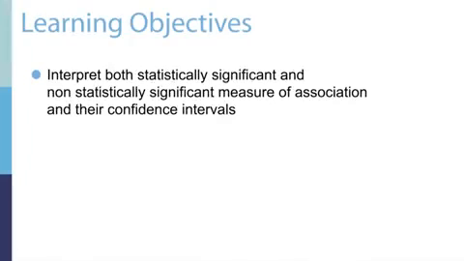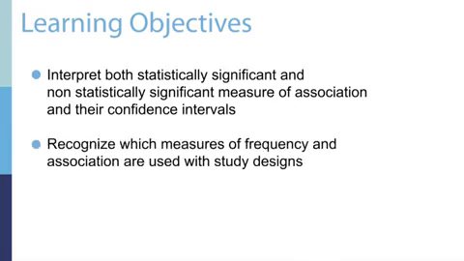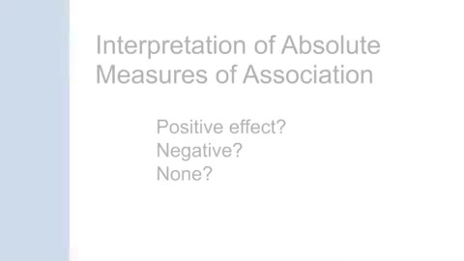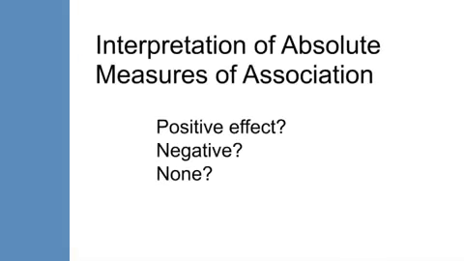These include interpreting the measures of association and recognizing which measures of disease occurrence or frequency and association are commonly used with different study designs. How do I know if an exposure has a positive or negative effect on the disease that I'm interested in? Or how do you know if the exposure doesn't have any effect at all?